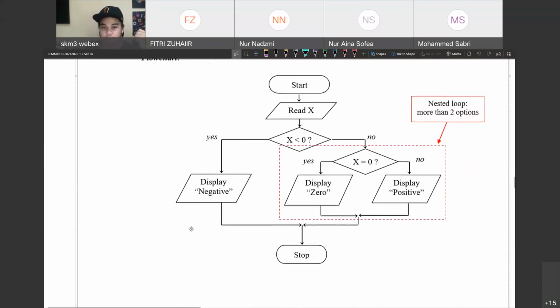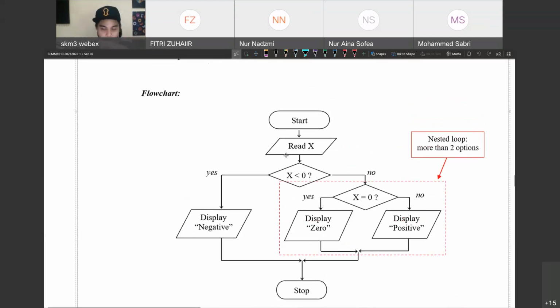Okay, how does it look in the flow chart? Very simple. The first one, start with the program and read the information. You can see read the data x. Now we need to test whether x is less than 0. If yes, that means display negative. All right, that means -1, -2, go here.